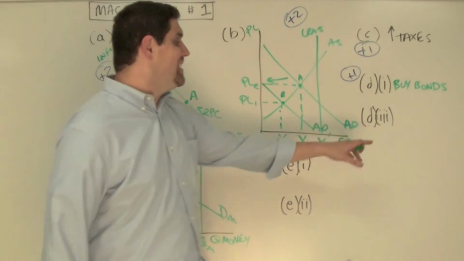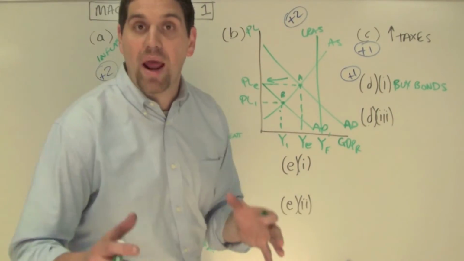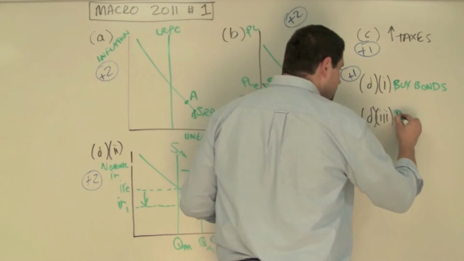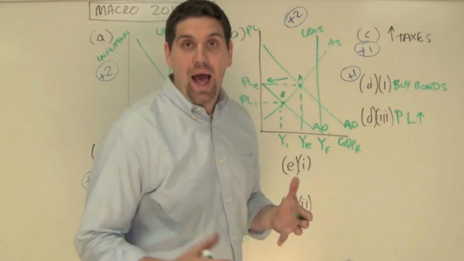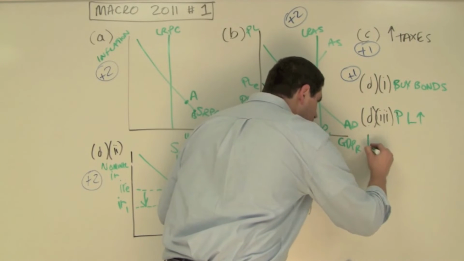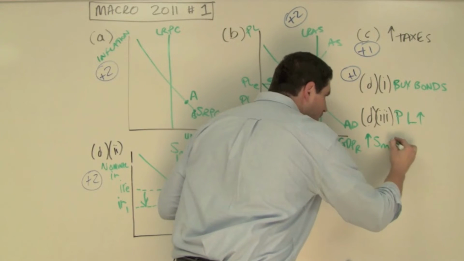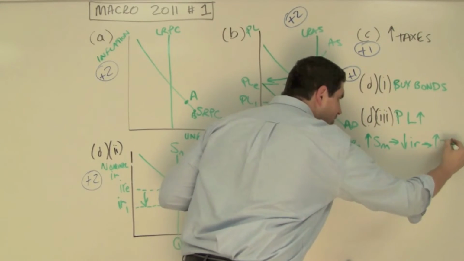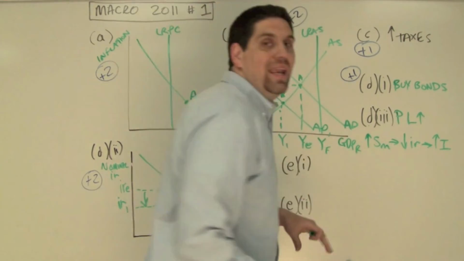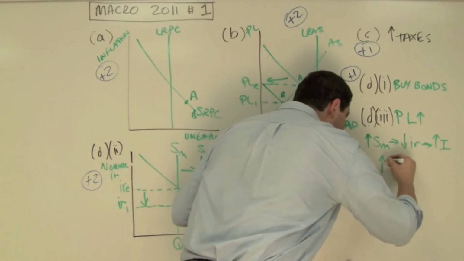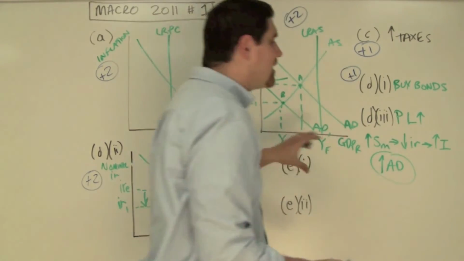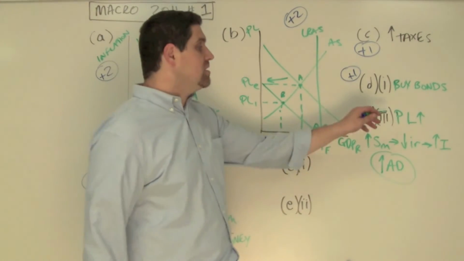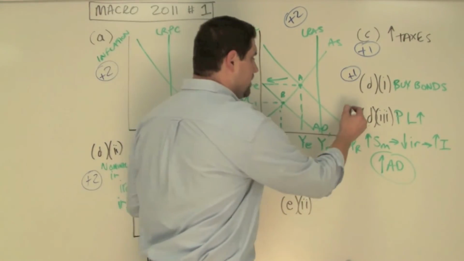2 points. In D3, the question said, what's going to happen to the price level because of this monetary policy? Well, the price level is going to increase, but to get the point, you had to explain why. The reason why is an increase in the supply of money is going to decrease the interest rate, which is going to increase investment. An increased investment would increase aggregate demand. So that's the connector to all these. An increase in aggregate demand would increase price level. So if you have price level up and the explanation, you get another point.